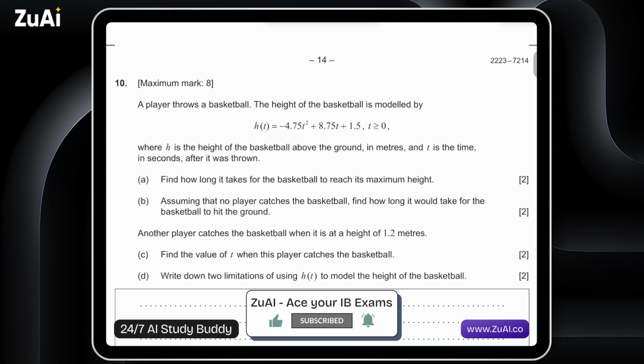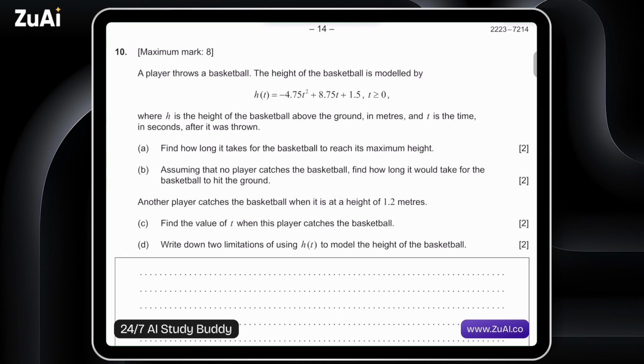Alright, question 10, an 8-mark question, one of the bigger questions on this paper. Here we go. A player throws a basketball. The height of the basketball is modeled by h(t) = -4.75t² + 8.75t + 1.5. So height as a function of time. We input different values of t and we get the height at a given point. It's the height of a basketball and we're going to throw this basketball.